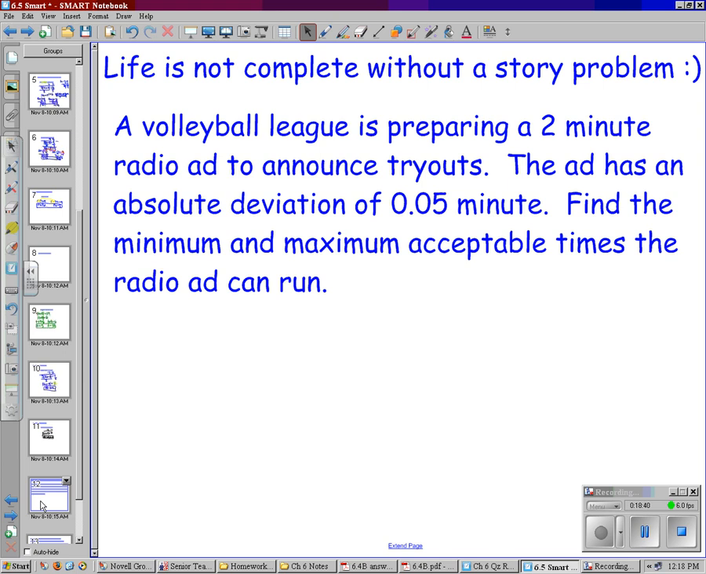I'm going to talk about this story problem because I'm going to talk about absolute deviation a little bit. I want you to realize that there's absolute deviation out there in this world, in case somebody sometimes says something to you about it. Absolute deviation is like how much error something can have.